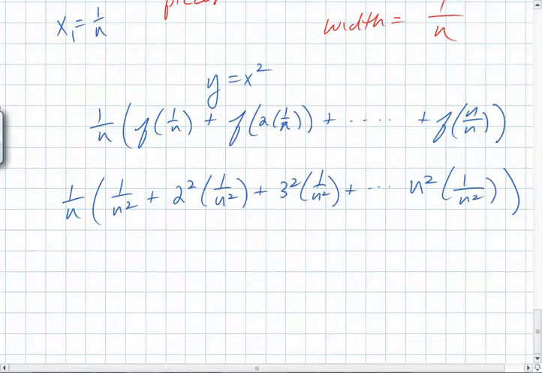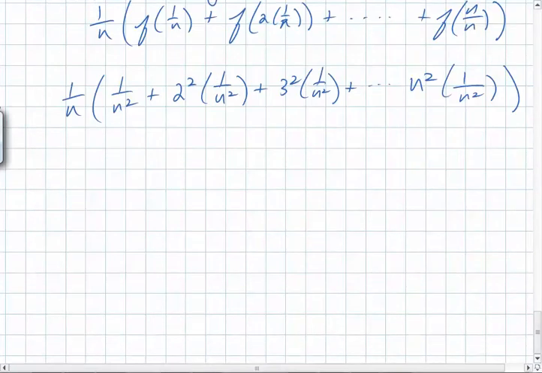Thank you. What can I factor out of each of those? 1 over n squared. Do you see how it can be factored out of each of these? So if I factor that out, what's now going to be on the front? 1 over n to the what? n cubed. And what's left? 1 squared plus 2 squared plus 3 squared all the way up to n squared.